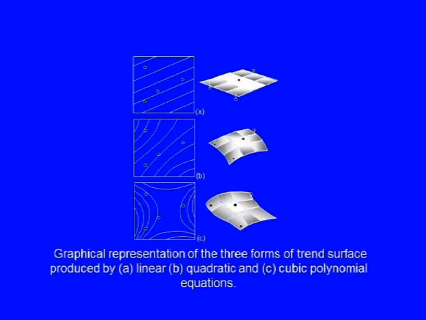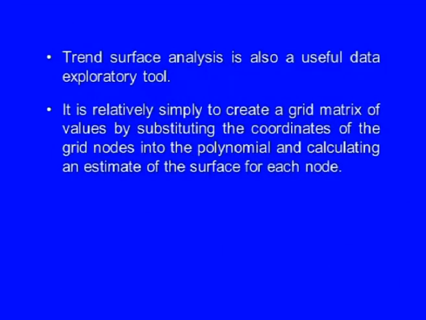The same can be seen in the next slide, wherein graphical representations of the three forms of trend surfaces produced by linear, quadratic and cubic polynomial equations are shown. Trend surface analysis is also a useful data exploratory tool. It is relatively simple to create a grid matrix of values by substituting the coordinates of the grid nodes into the polynomial and calculating an estimate of the surface for each node.